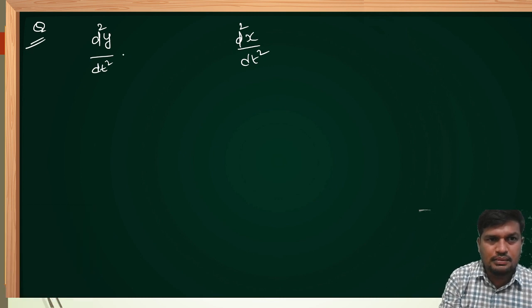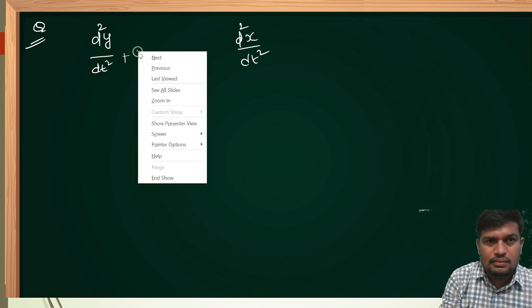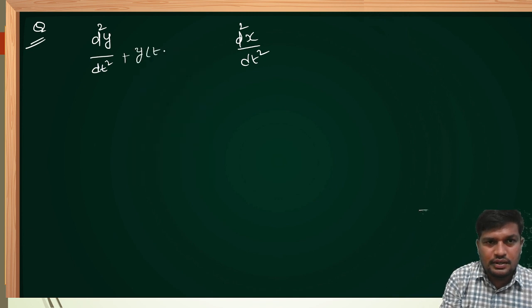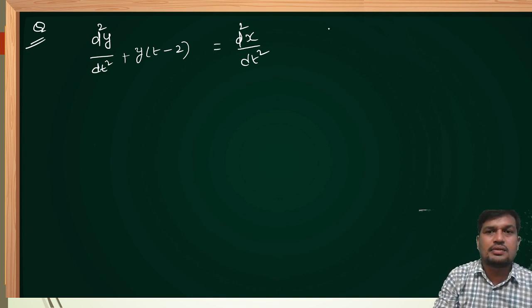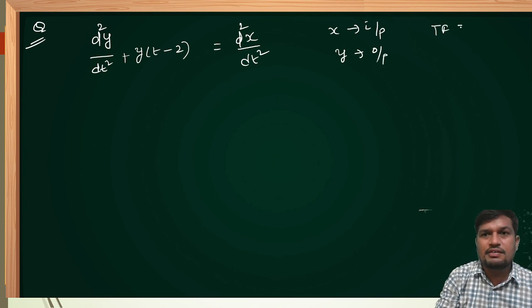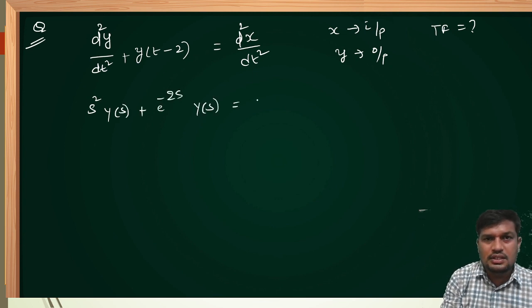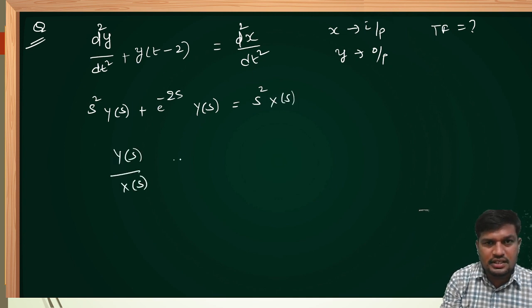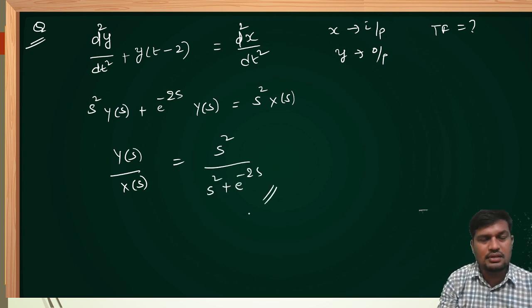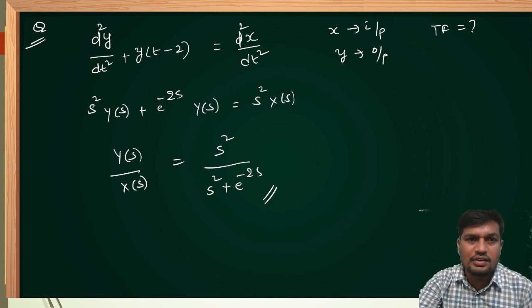The question is d square y by dt square plus y of t minus 2 is equal to d square x by dt square, where x is the input to the system and y is the output of the system. Its transfer function: same, apply Laplace. s square into Y of s plus e power minus 2s into Y of s is equal to s square into X of s. Output is Y of s, input is X of s. Just rearrange the equation, it is s square by s square plus e power minus 2s. That will be the solution. By taking initial conditions as 0, directly we got the solution.